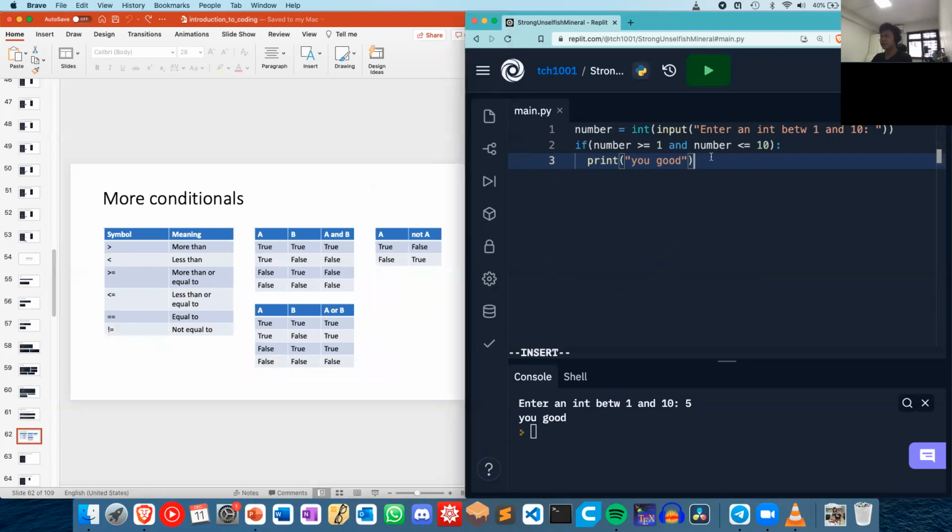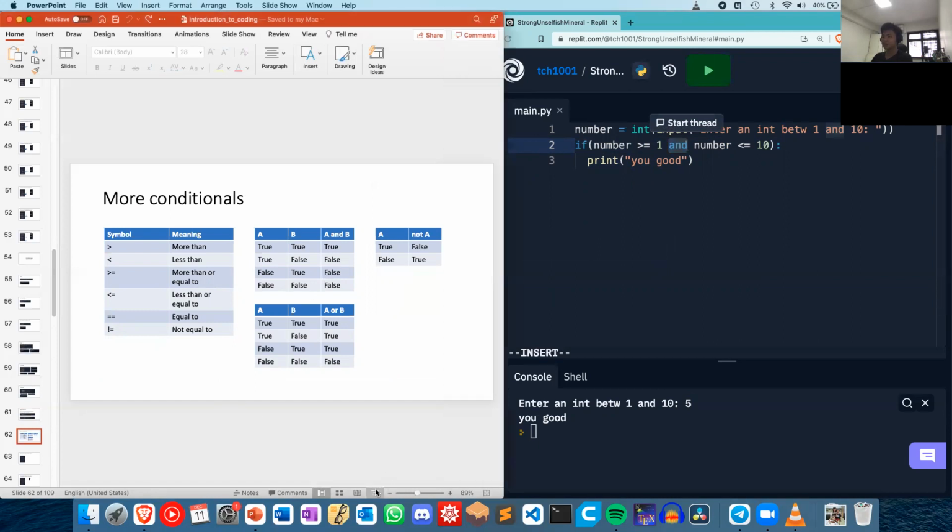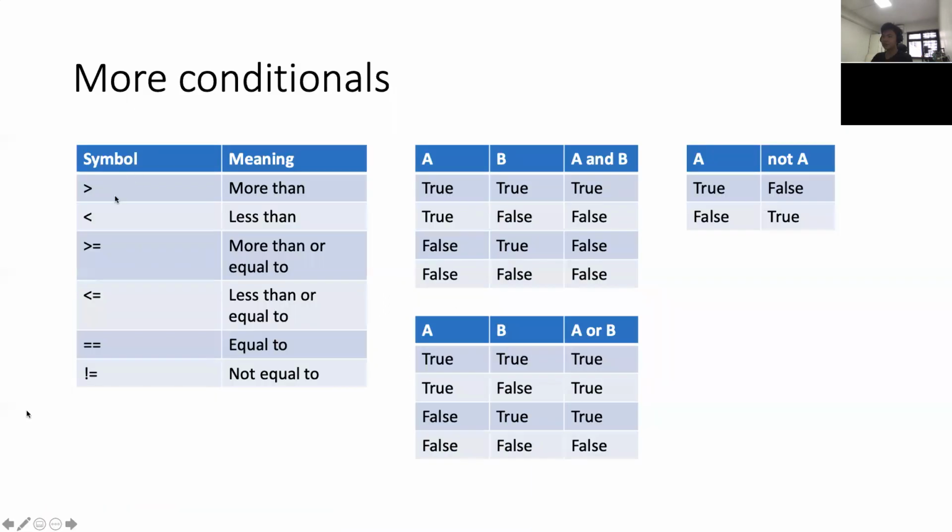So there are also more conditionals. You can put OR conditionals. This is a list of them. You can check for equality or inequalities like that, or you can check if two numbers are not equal by using the exclamation mark. You can also use the AND command. So true and true gives you true. It's called a truth table.